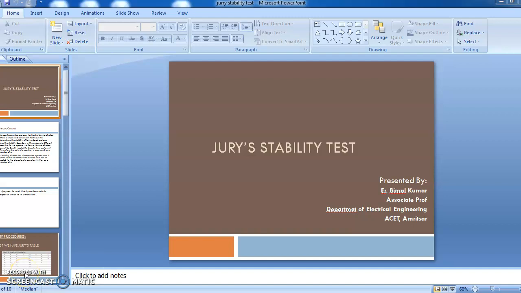Hello students, today we are just going to discuss the Jury stability test. This test is applicable in case of Z transformation. That means when the signal is available in the form of pulses, then this test may be applied to check the stability of the system. Now, first of all, introduction.